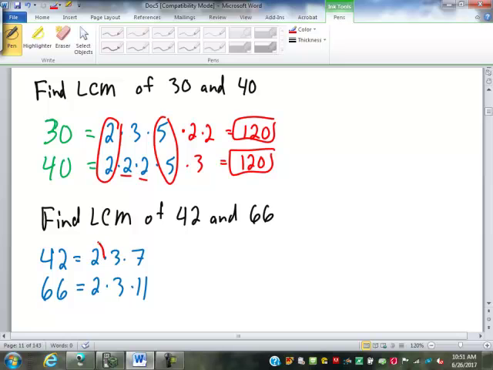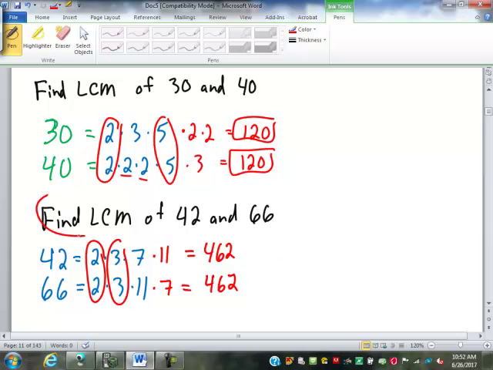So in common, we have 2s and 3s. What's the top one need? 11. And the bottom one needs? The 7. Good. So it's 42 times 11. It's 462. 66 times 7 is 462. So yes, 462 is the LCM, least common multiple.